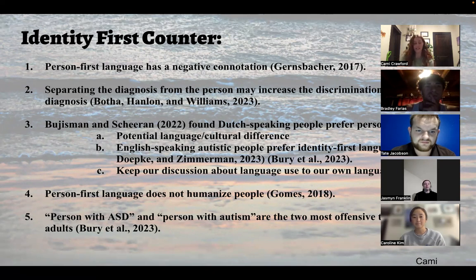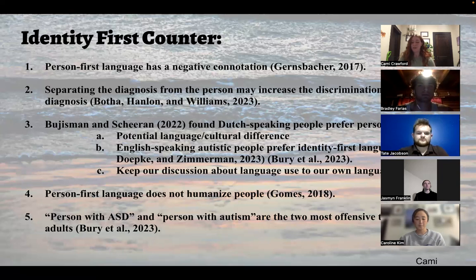Secondly, going out of the way to change our normal speech patterns and separate the person from the diagnosis might actually isolate the diagnosis and increase views that it is something negative. And as discussed earlier, we don't typically use descriptors of people or nouns in the person-first language structure.